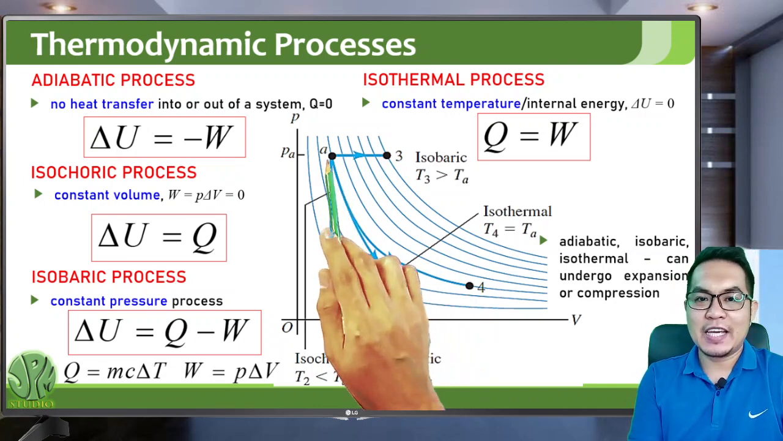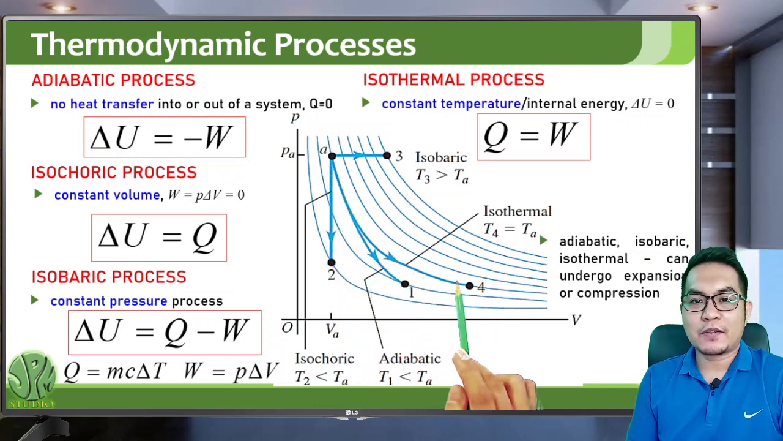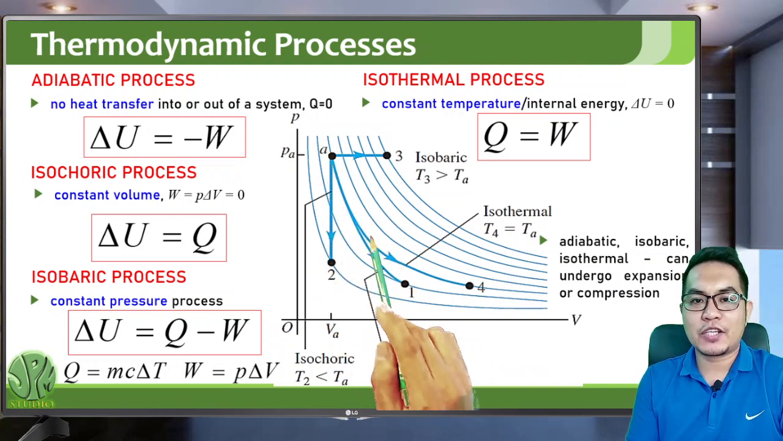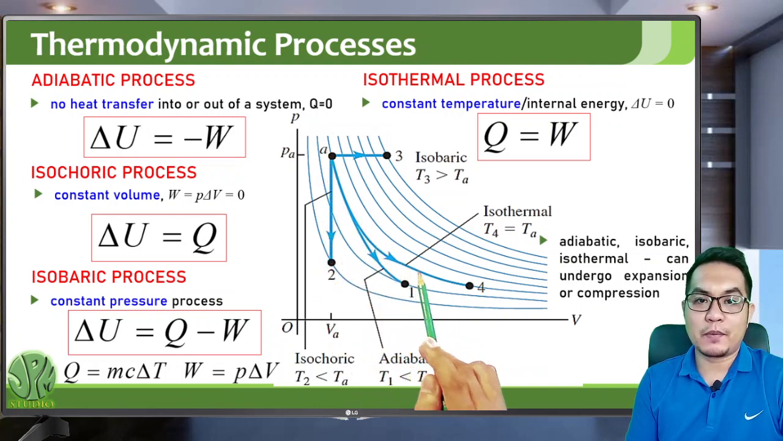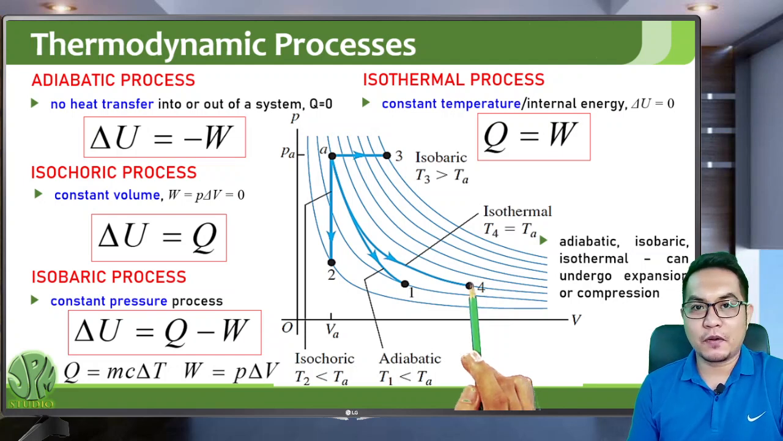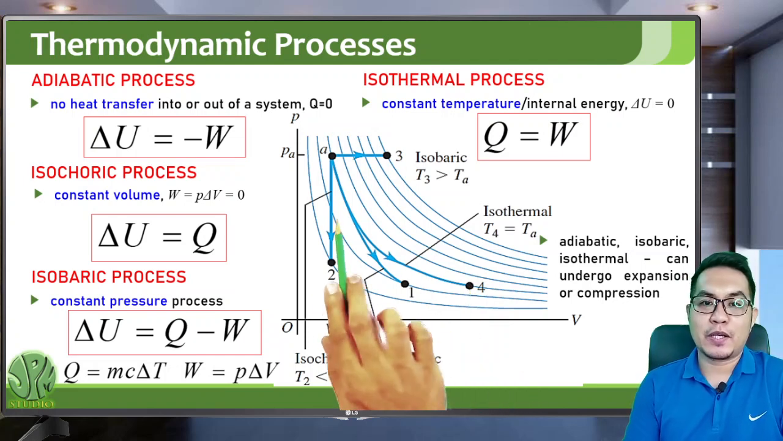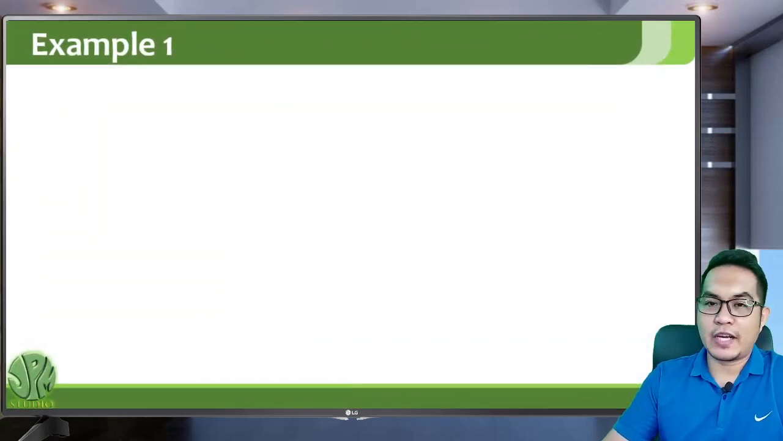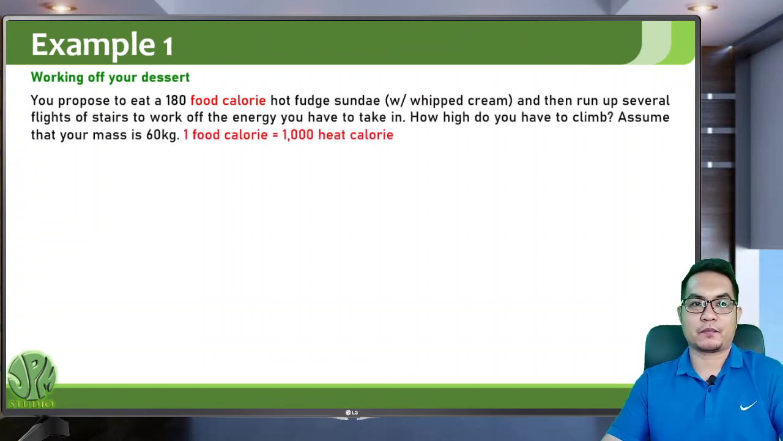And lastly, A24 is an isothermal process. A24 is just on one single isotherm, it doesn't change temperature. So constant temperature, but the pressure changes and the volume changes. So this is actually an isothermal expansion because the volume expands. Okay, let's have some examples.